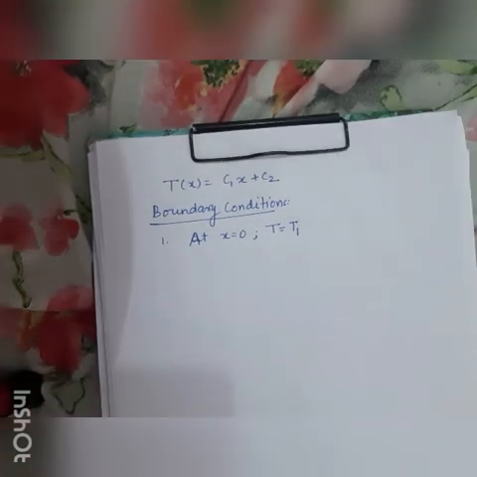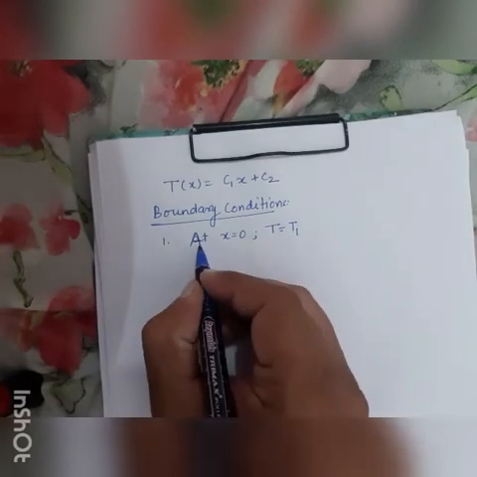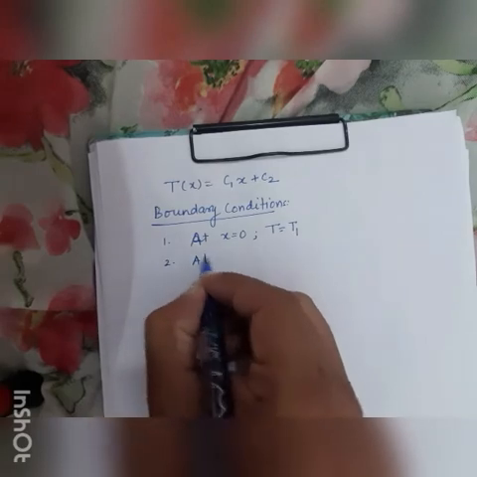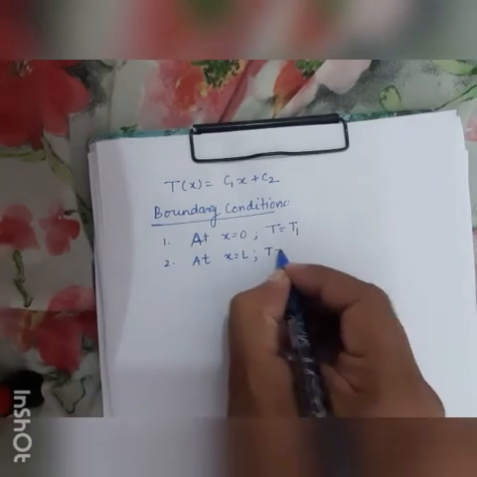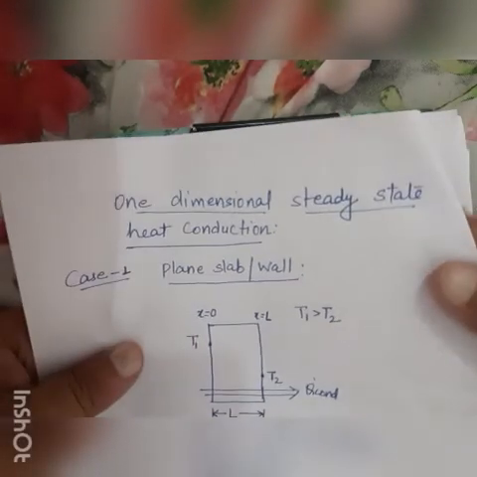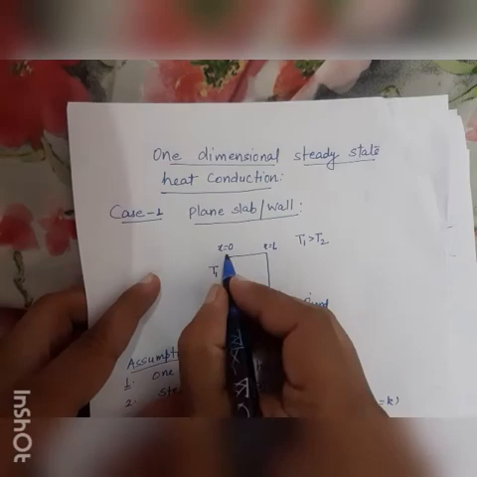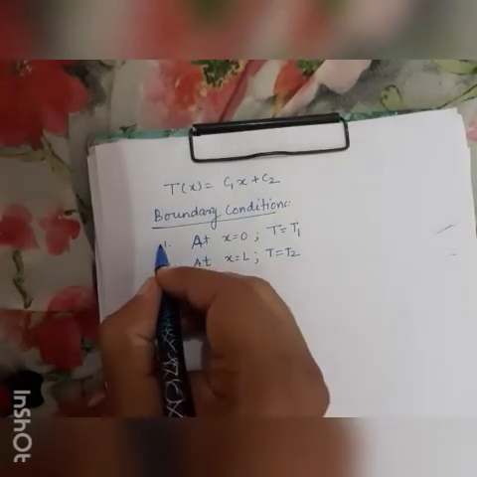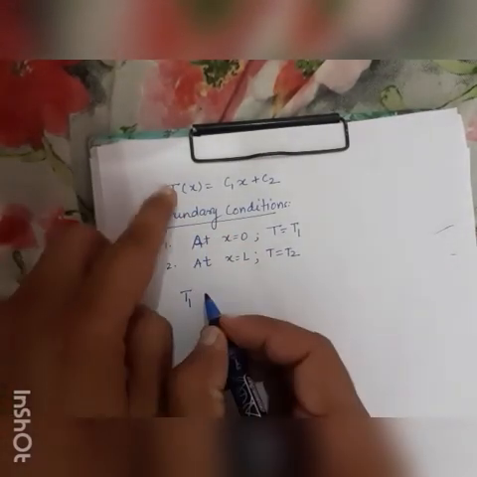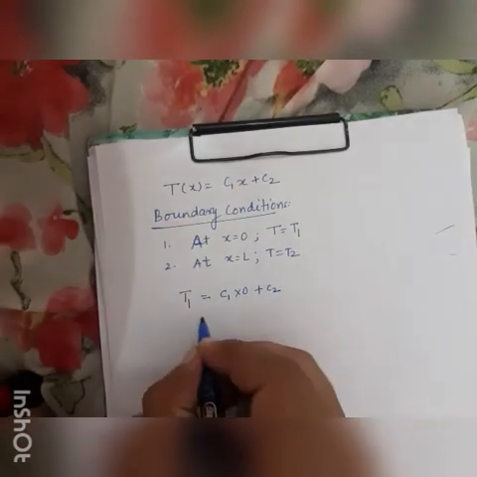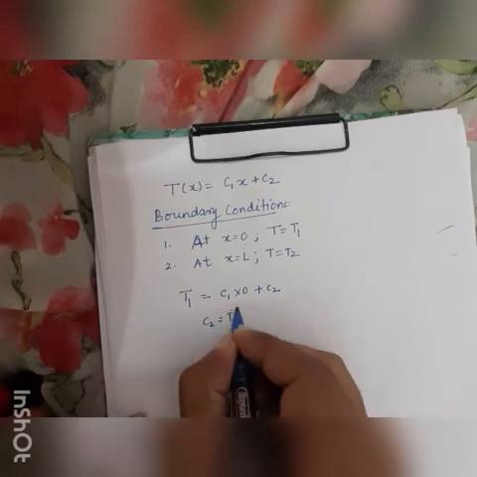So the boundary conditions which we can take over here are at x equals 0, T equals T1, and the second boundary condition at x equals L, T equals T2. Because T1 and T2 are already specified to us, which I indicated in the beginning of the lecture. Putting the first boundary condition, we have T equals T1 when x equals 0. Put x equals 0 plus C2. From here we get C2 is equal to T1.